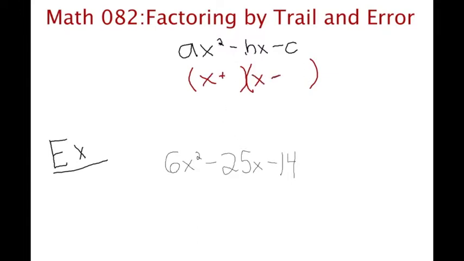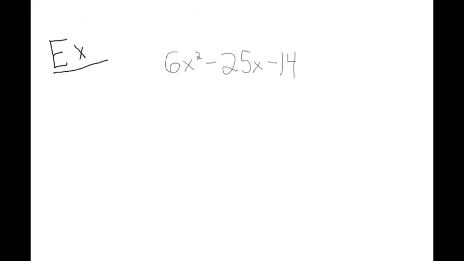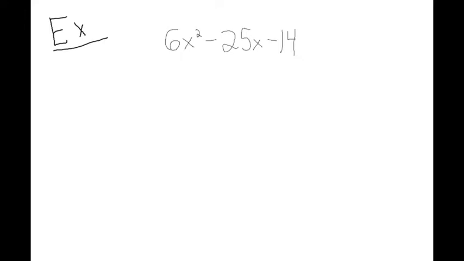Now, since we don't have any actual numbers on this layout, it's just the variables, I'm not going to be able to see which one should be positive and which one should be negative from this. But we can see with an example. So now let's move into an example. For example, we're going to do 6x squared minus 25x minus 14.